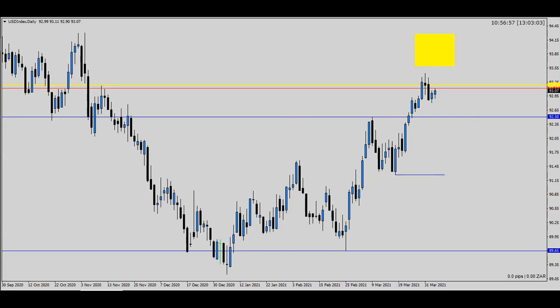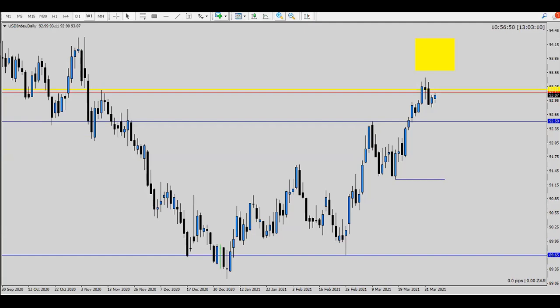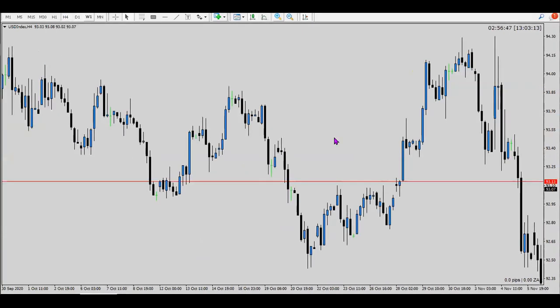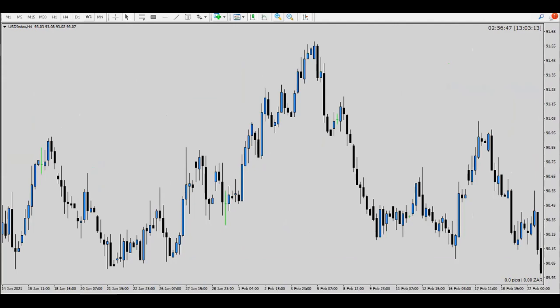What did I do? Let's actually expand that screen. It's not showing the time frames. All right, so let's move over to the H4 time frame.